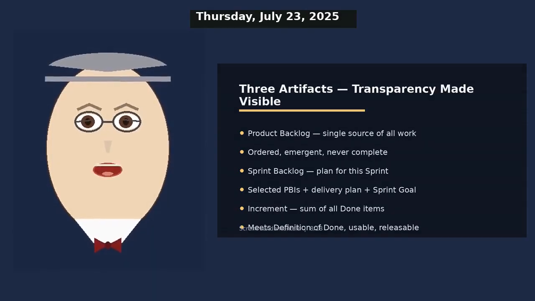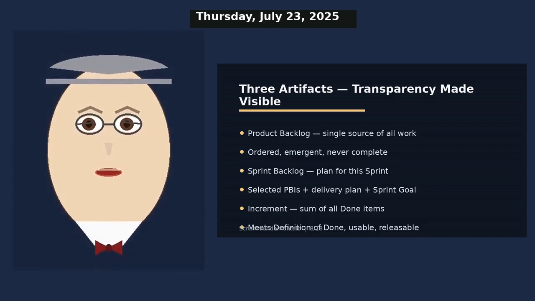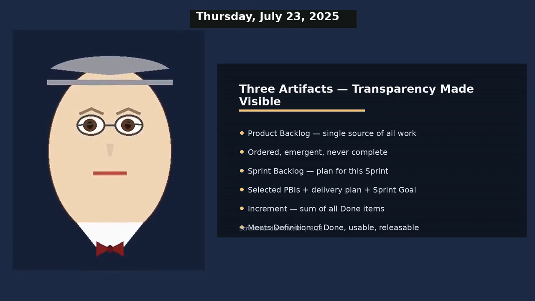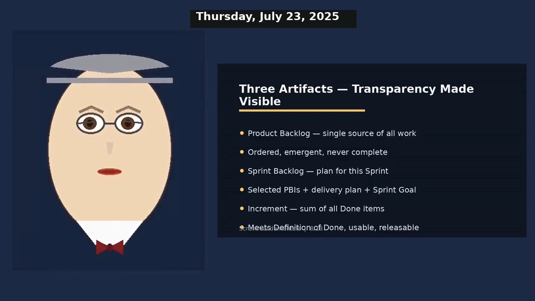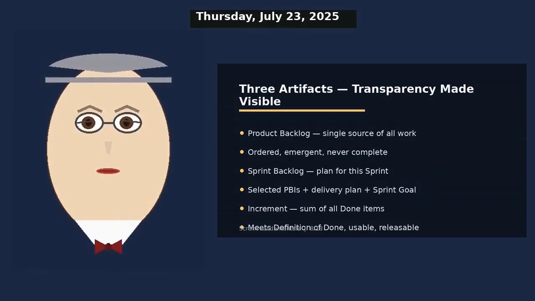3 artifacts provide transparency. The product backlog is the single source of work. The sprint backlog is the plan for the sprint: the selected product backlog items plus a plan for delivering them. The increment is the sum of all completed product backlog items, meeting the definition of done, usable by stakeholders.